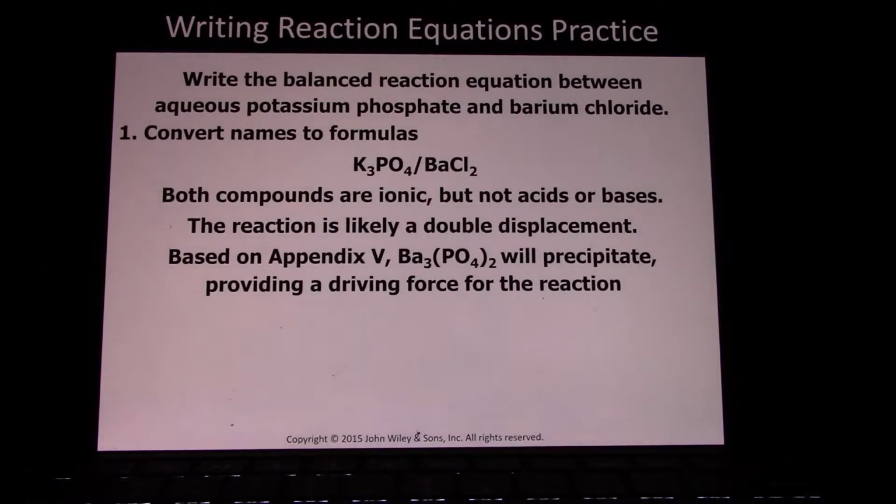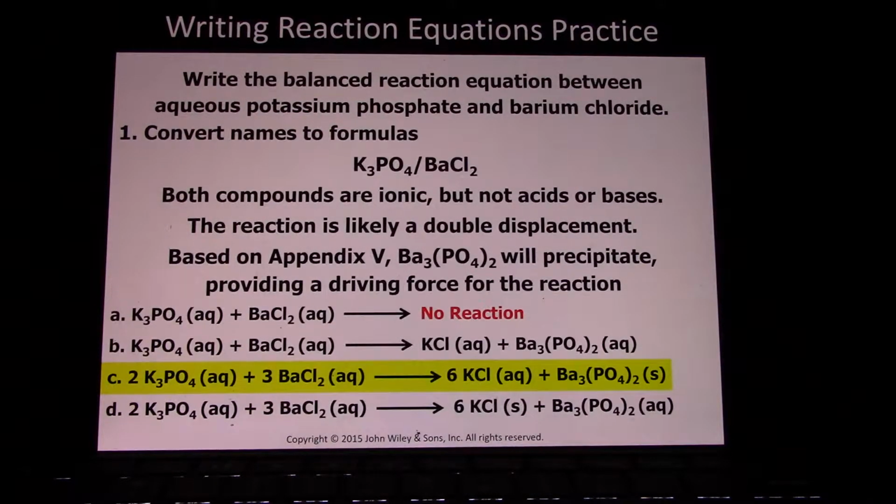Potassium phosphate and barium chloride, and we produce barium phosphate, which will precipitate. And then they have to balance the equation. You have 2 phosphates on the left, 2 phosphates on the right. 6 potassium on the left, 6 potassium on the right. 6 chlorine on the left, 6 chlorine on the right. 3 bariums on the left, 3 bariums on the right. You have a nice balanced equation.